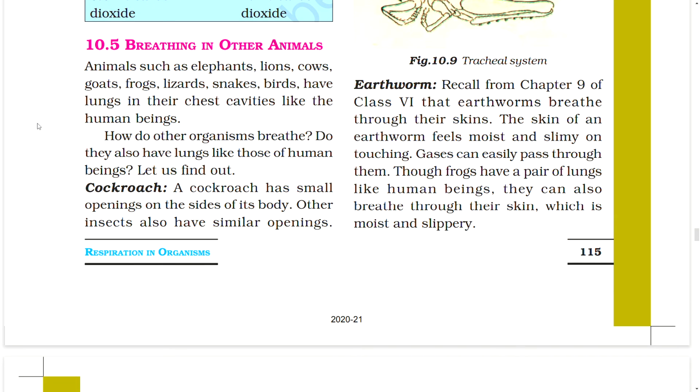Earthworm. Recall from chapter 9 of class 6 that earthworms breathe through their skins. The skin of an earthworm feels moist and slimy on touching. Gases can easily pass through them. Though frogs have a pair of lungs like human beings, they can also breathe through their skin, which is moist and slippery.